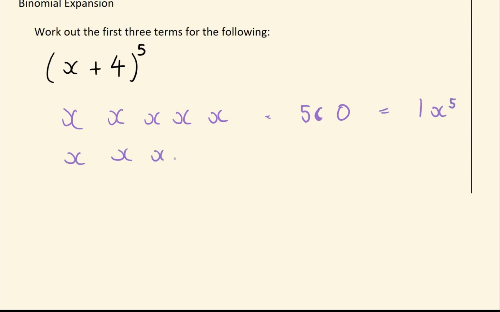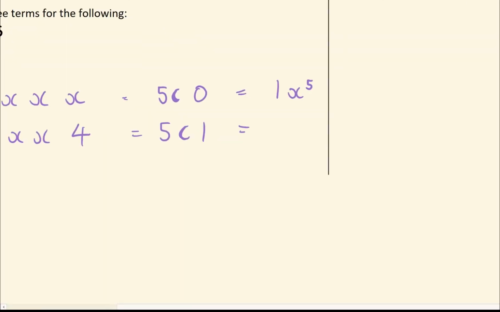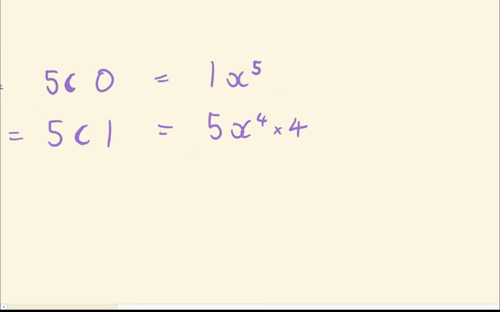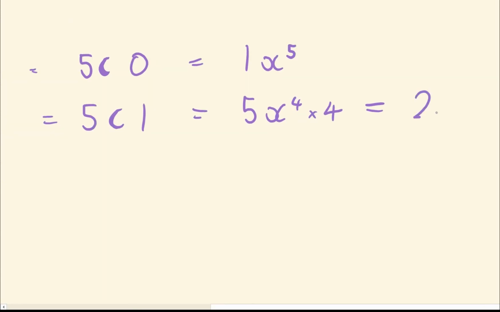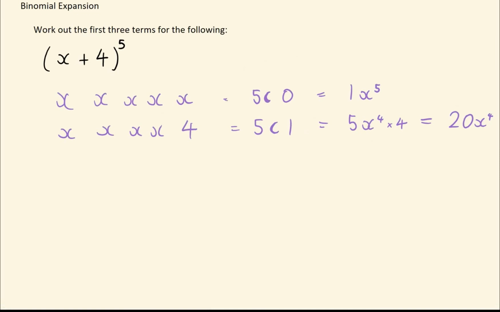Next I've got x, 4. So therefore it is 5 choose 1 because I have 1 4. That's going to give me 5x to the 4 times 4. So this 4 has to be multiplied along with everything else. And whenever you get a question like this, you always want to multiply all your numbers together. So I've got 5 times 4. That's going to give me 20x to the 4. Okay, so a slight new step here because we had a number. We have to times that number by the number that came out the front as well.